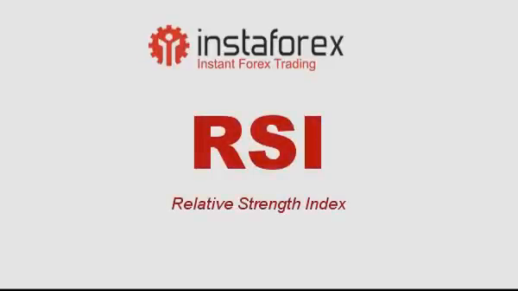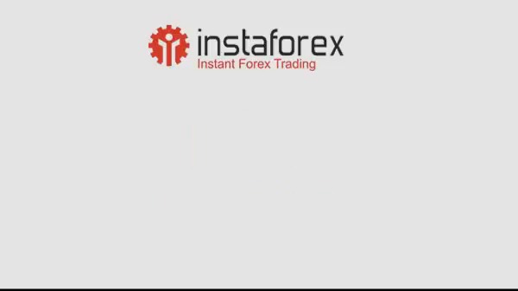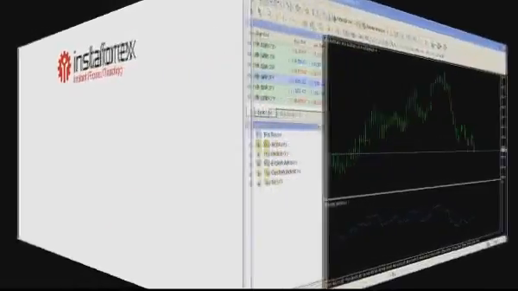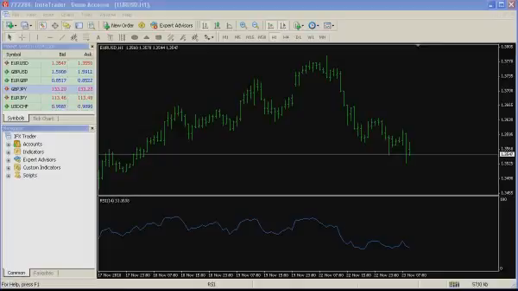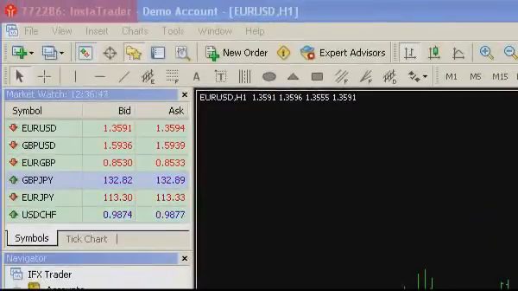RSI. Hello, in this video we will consider a popular relative strength indicator oscillator. RSI was developed by Wilder in summer 1978. Since then, this technical analysis instrument is extremely popular among traders on various markets including Forex. Let us see what RSI Oscillator is like.